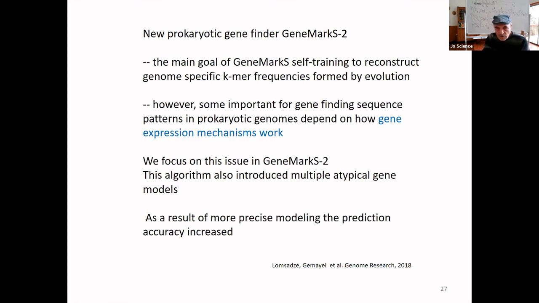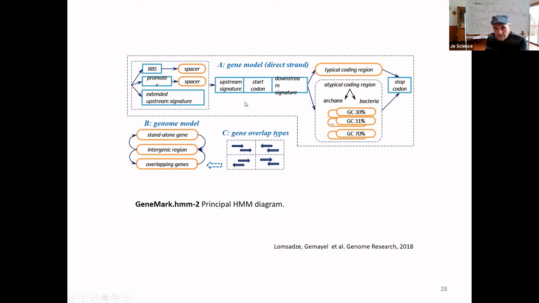difference in terms of modeling of gene start, and we use not only RBS, but there are many other options for upstream signals. RBS can be canonical, like Shine-Dalgarno, or non-canonical, a different pattern. It can be without RBS at all if this is leaderless transcription. We also use some patterns which are upstream and downstream from the start codon. And we have a number of atypical models from 30% GC to 70% GC. So we can predict either phage DNA incorporated, which is usually lower than host GC content, or some transfer of DNA from bacteria with higher GC content.